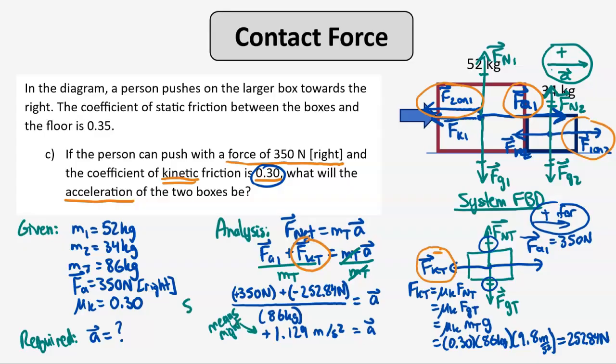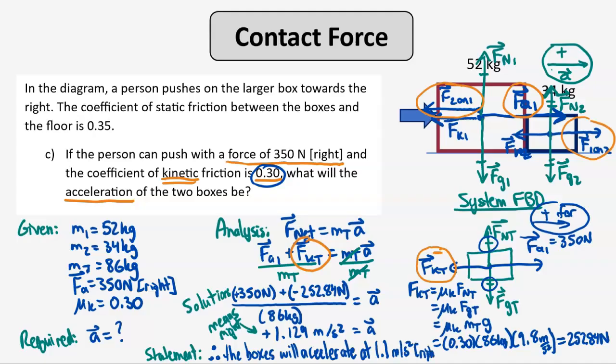So now we can write our final statement. That's our solution. Now we can write our statement. And our statement is simply this. Therefore, the boxes will accelerate, and we need to put this to two significant digits. So it's at 1.1 meters per second squared to the right or forwards.